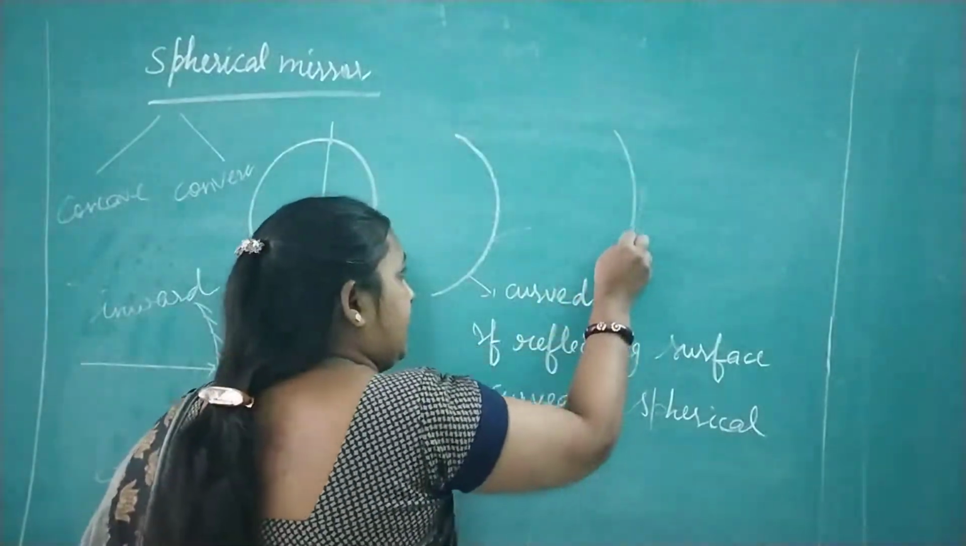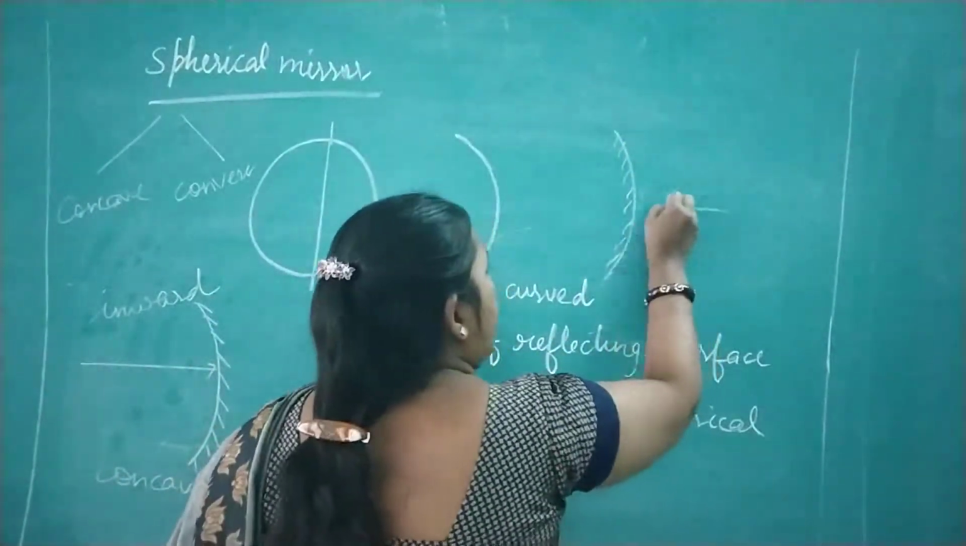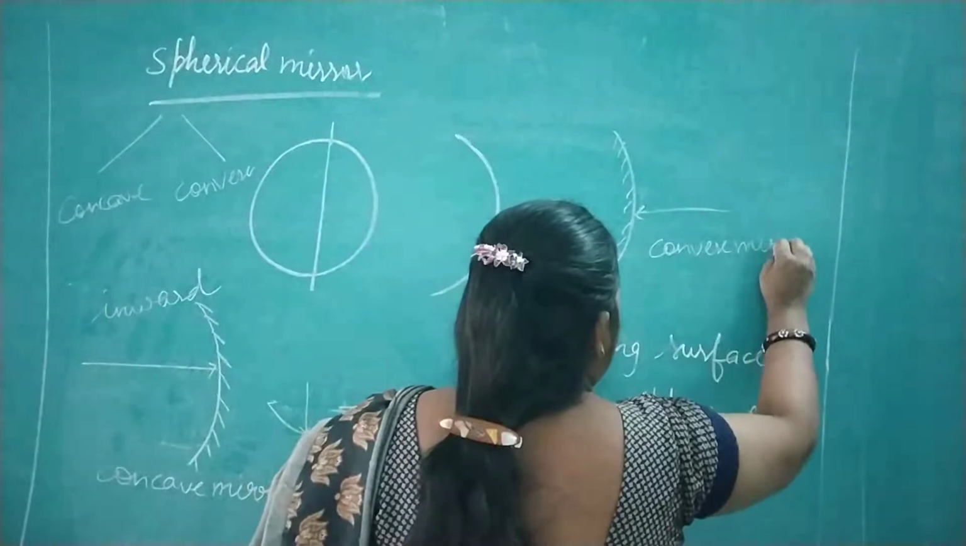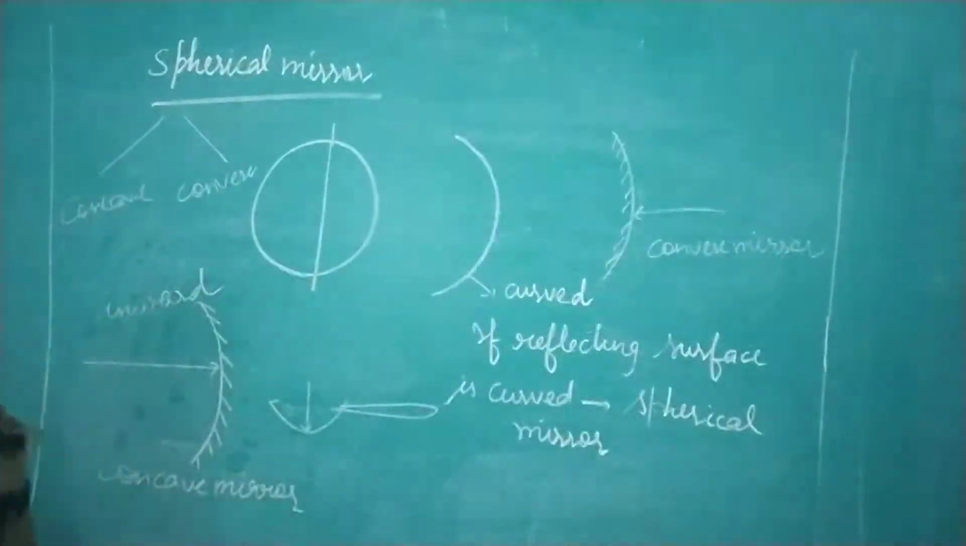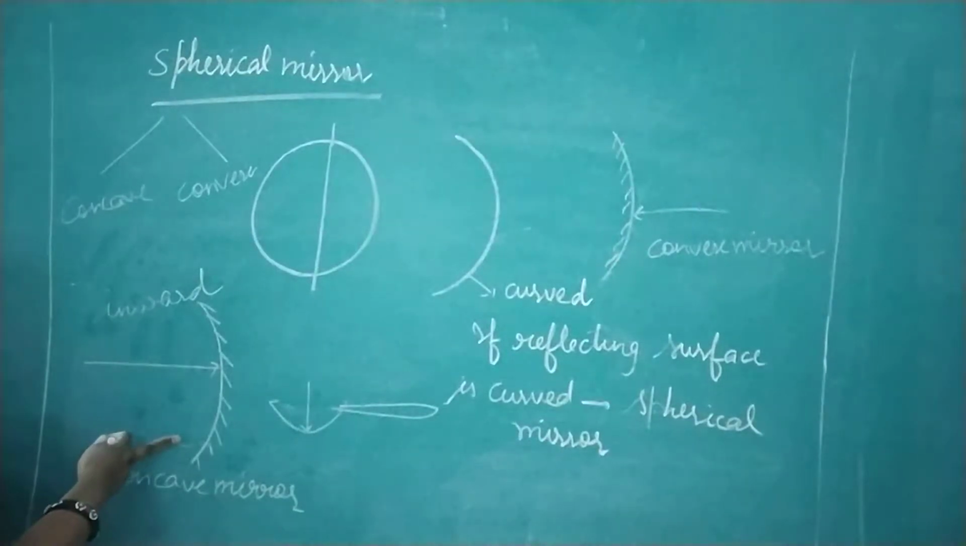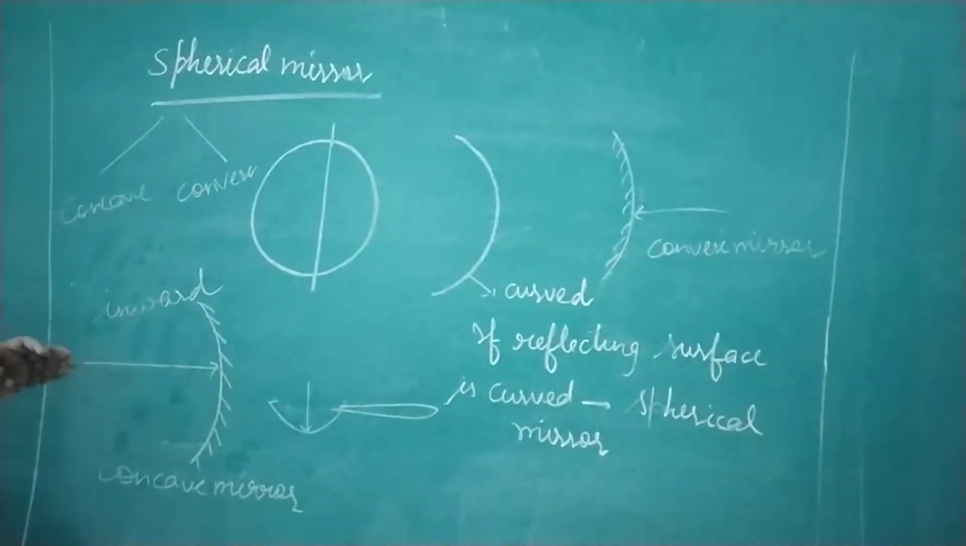If the reflecting surface is curved outward, then this type is known as a convex mirror. Understood? Concave or convex mirror. If the reflecting surface is inward, it is known as concave, and if the reflecting surface is outward, it is known as a convex mirror. No doubt different types of images are formed by the convex mirror and the concave mirror.